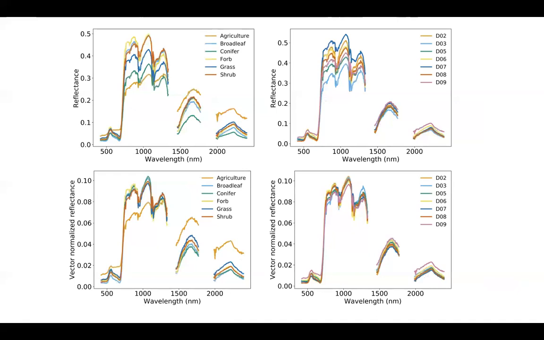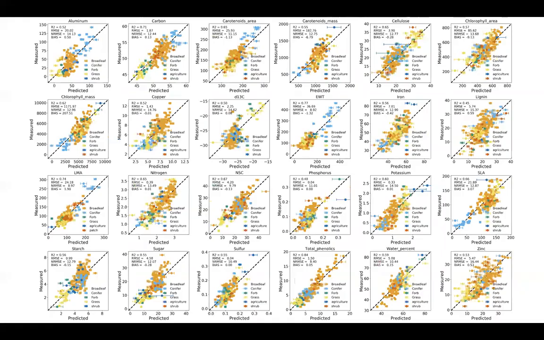So we go and we build the models, and then I'm supposed to tell you a joke when I show you this slide, but these are the results. There are a whole bunch of traits here, and these are from all sorts of different functional types. We do a really, really good job of being able to map all of these traits. For example, this is SLA, specific leaf area, which is the inverse of leaf mass per area. And you see that we actually build a really good model.